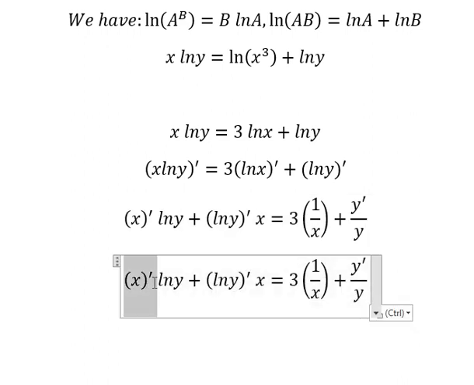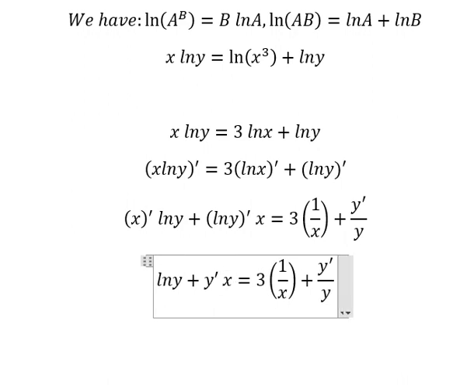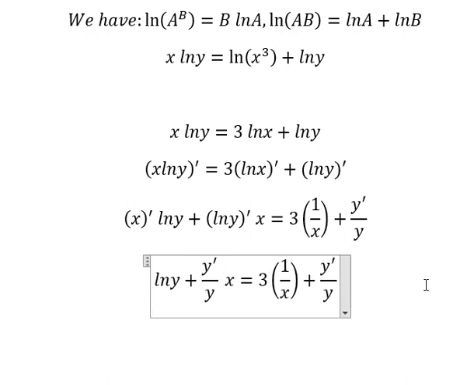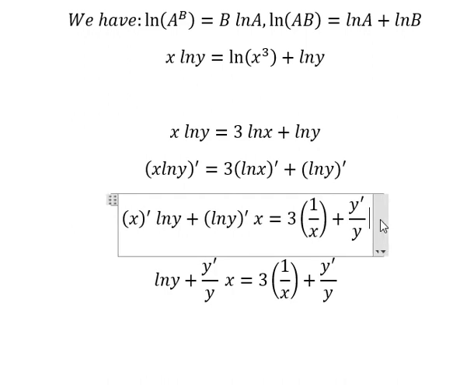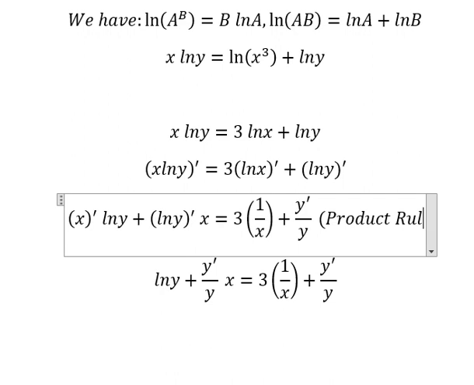This one we have number 1. This one we have the first derivative of y over y. Because everything in here, we just use the product rule of derivative.